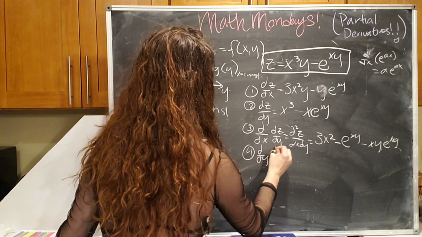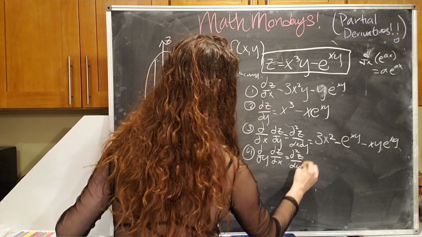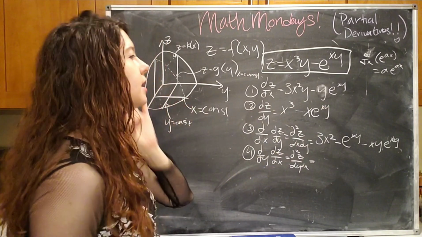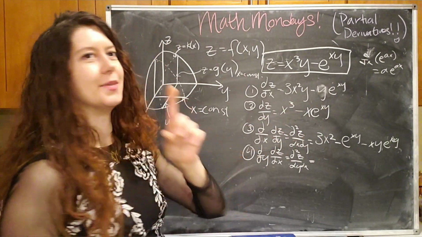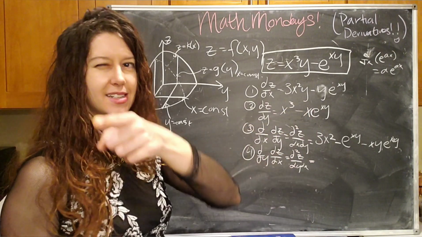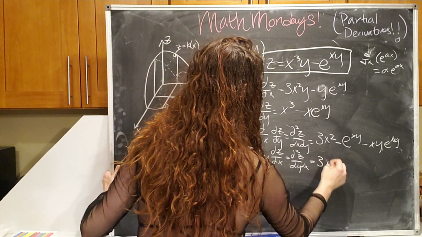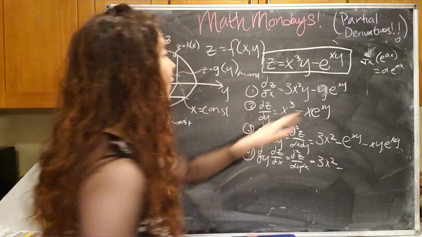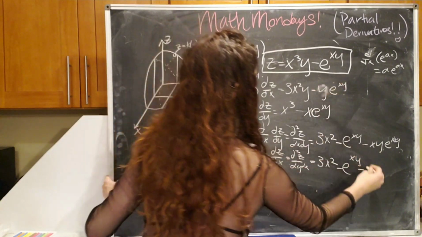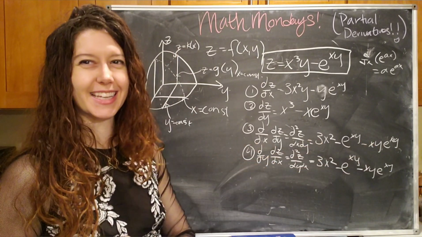So d dy of dz dx, and this is going to be d squared z dy dx. So in this case, we start from dz dx, this equation, and we hold y constant. Sorry, my bad. We hold x constant, and we take the derivative with respect to y. Okay, so if x is constant, then we're going to get 3x squared minus, same thing here, we do the chain rule. So minus e to the xy, and then minus, in this case, the x will come down, and we get minus xy times e to the xy.